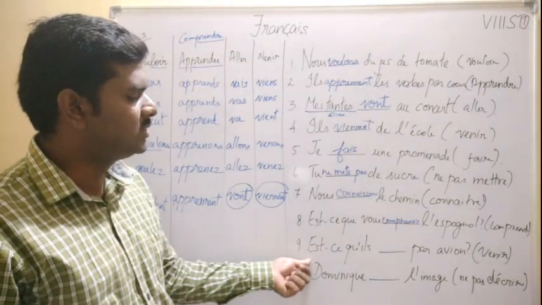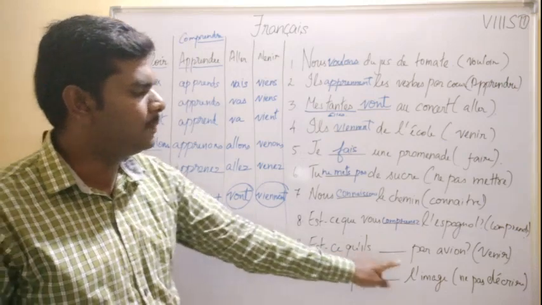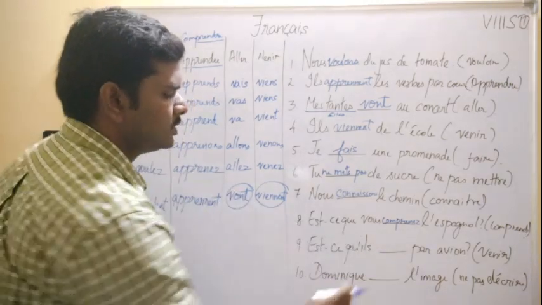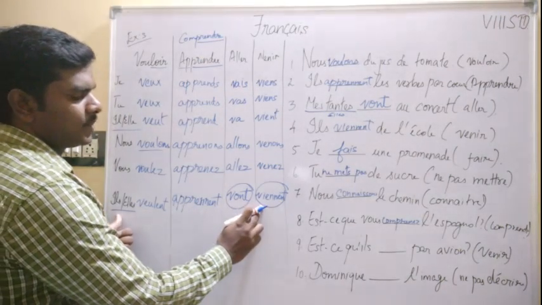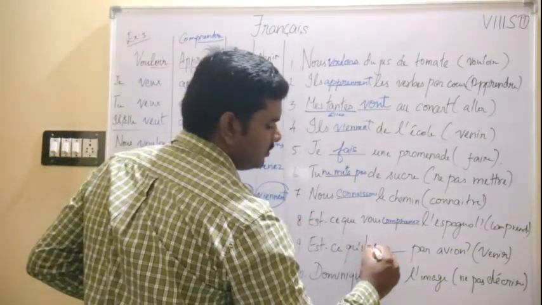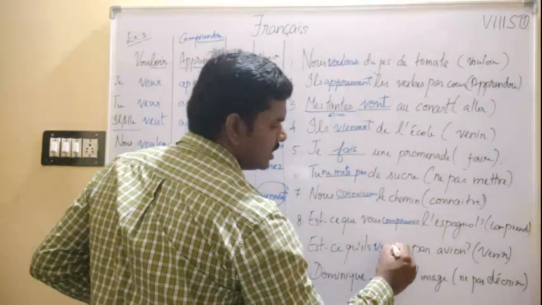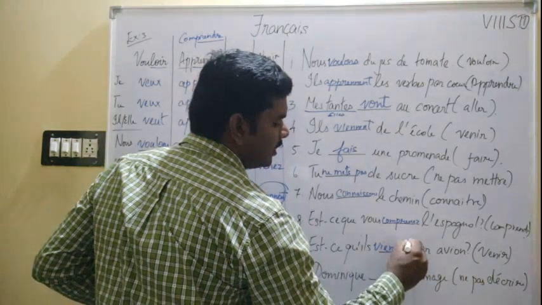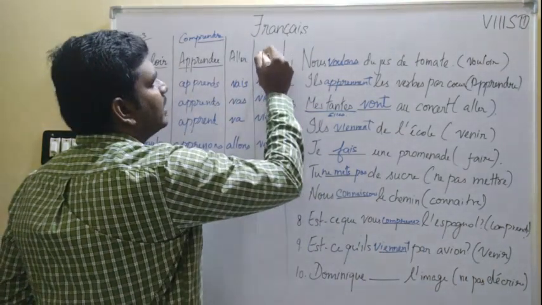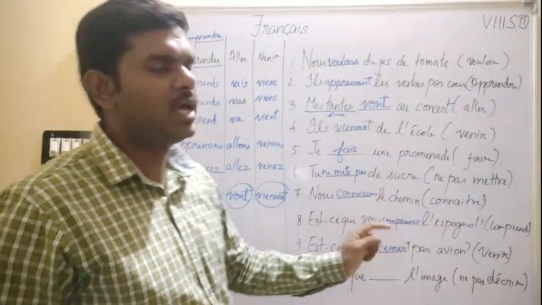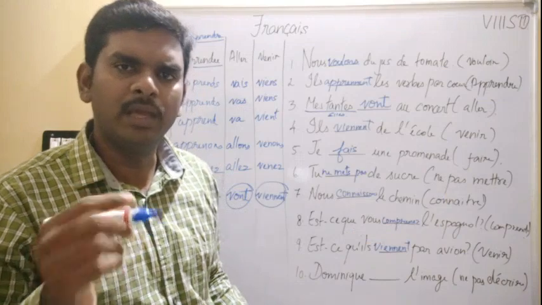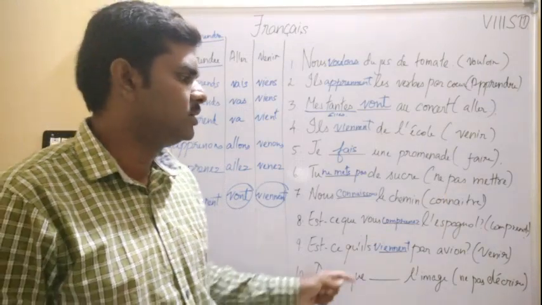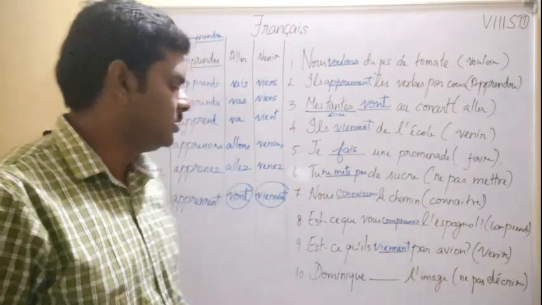Okay. Next one is venir. Est-ce qu'ils dash par avion? So venir verb, ils. What is the answer? Viennent, V-I-E-N-N-E-N-T. Est-ce qu'ils viennent par avion? The question is, est-ce qu'ils viennent par avion? That means, are they coming by flight? Okay. So venir verb is done.